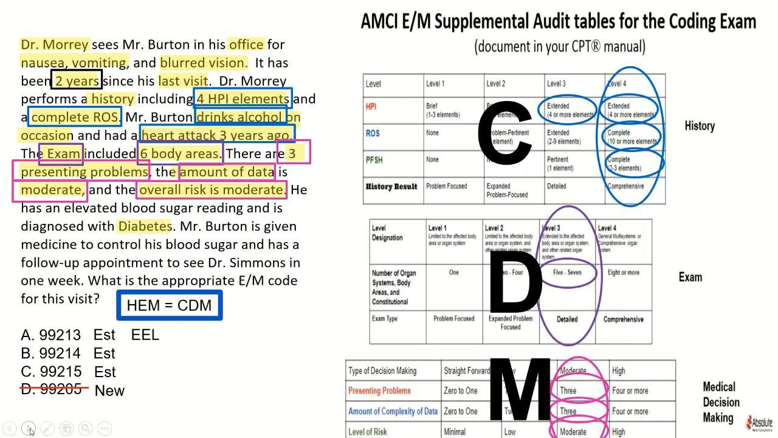So 99213 is EPF, 99214 is DD, 99215 is CCH. So we just have to determine which codes here are eligible. So tell me which ones are eligible. And if there are any that are not eligible, we can go ahead and throw them out.